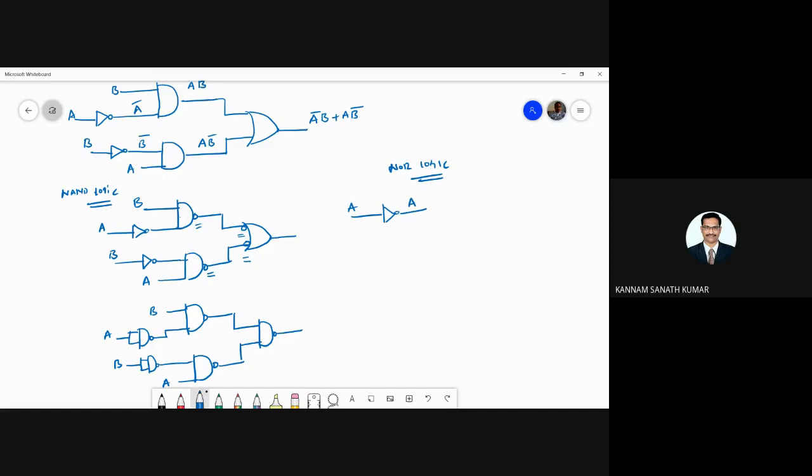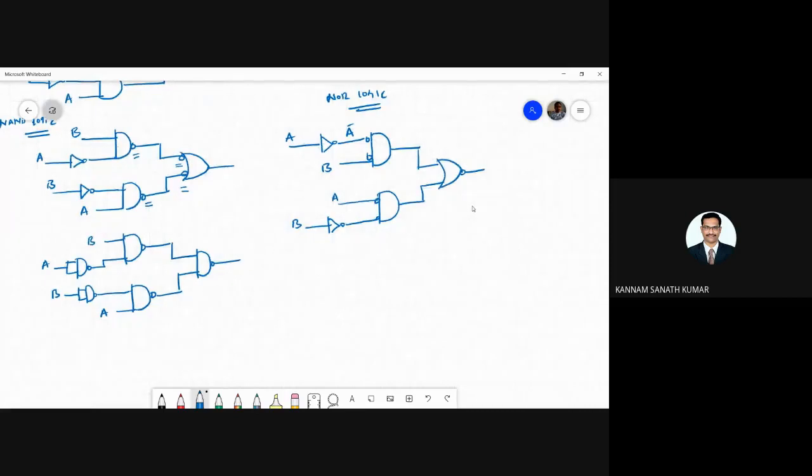So this is A bar. You have to add the bubble at the input side. Okay, so this is B, and here this is one AND gate. You have to add the bubble at the input side, and one input is coming through the inverter. This is B, and one input is directly you are getting. Okay, so this is output, and wherever you see the OR gate, you have to add the bubble at the output side. Okay, so next what you should do?